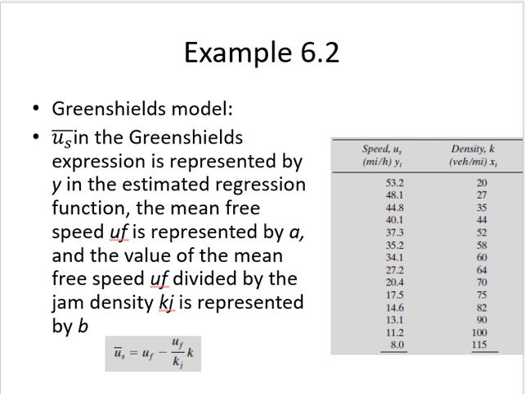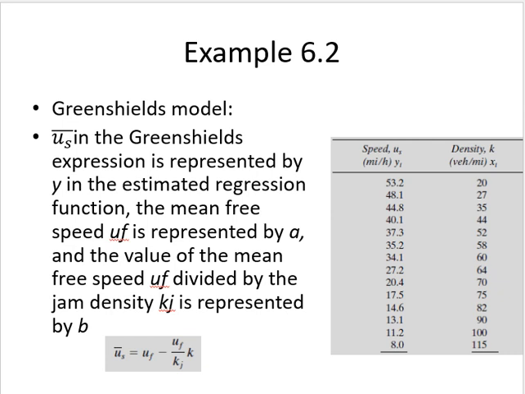Now, if you have to apply, say, the Greenshields model. You are saying that my data will fit a Greenshields model. So you collected data from the field, data for speed and density. Speed is your y and density is your x. And then the Greenshields model is this one.